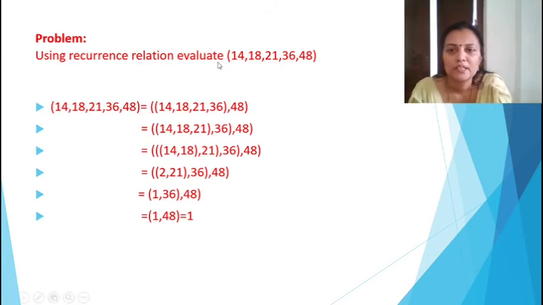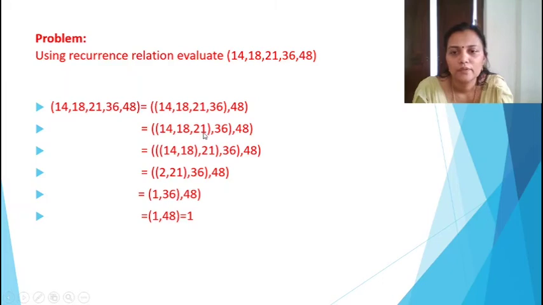Using the recurrence relation, evaluate the GCD of 14, 18, 21, 36, 48. You have to find the GCD of 14, 18, 21, 36, 48. For that, here 5 numbers are there. So first take the first 4 numbers, 14, 18, 21, 36, find their GCD and then take the GCD with 48. Now to find the GCD of 4 numbers, take the first 3 numbers, 14, 18, 21, their GCD, and then 36, 48.